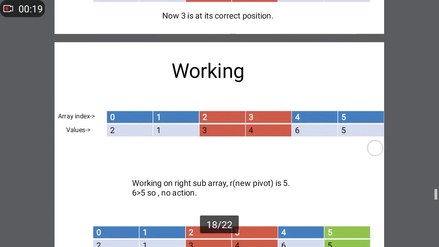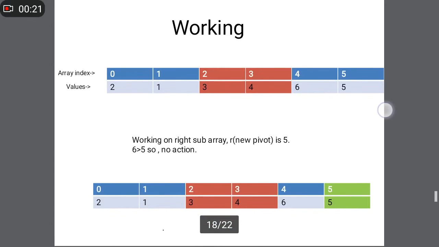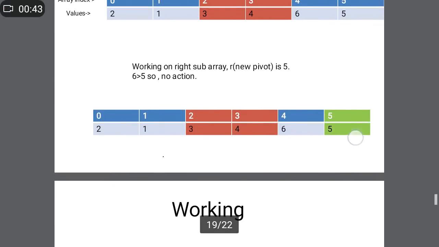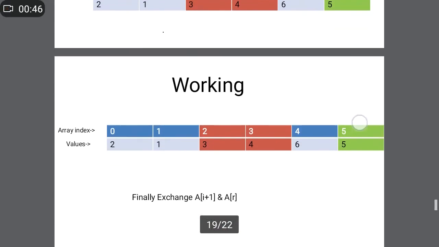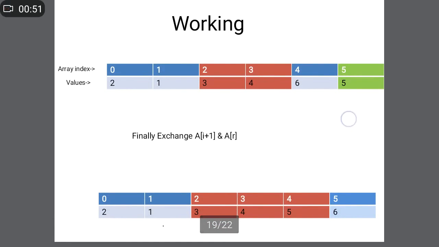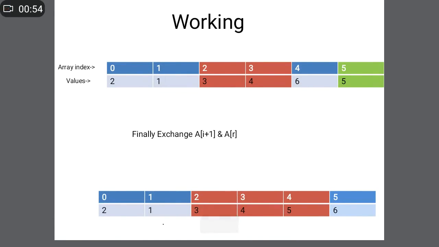Now we deal with the right subarray, which consists of the elements 6 and 5. The rightmost element is 5, so we take that as our pivot and compare it with the first element. The first element is 6, we compare it with 5, 6 is greater than 5, so there is no action required in this step. And now we have reached the element just before our pivot. So what we do is exchange the values at i plus 1 and r. So 5 got exchanged with 6, and 5, which was the pivot, is now at its correct location.